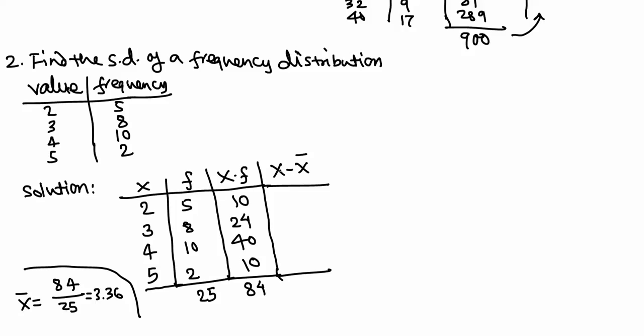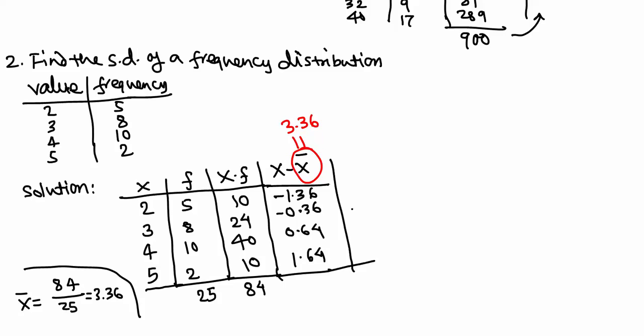So 2 minus x bar, and this x bar is in fact the 3.36 that we just found. So 2 minus 3.36 is negative 1.36. 3 minus 3.36 is negative 0.36. Similarly, 4 minus 3.36 is 0.64. 5 minus 3.36 is 1.64.